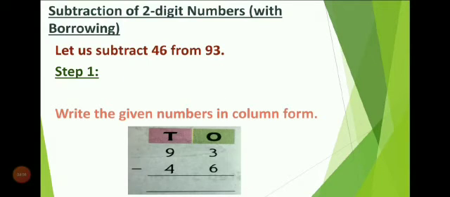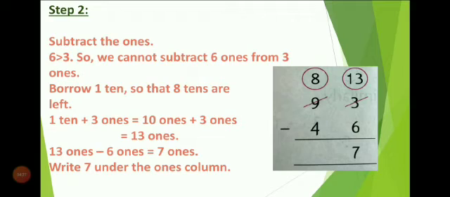Students, now let us study how to subtract two-digit numbers with borrowing. Let us subtract 46 from 93. First, we will write the given numbers in column form. Then, we will subtract the ones. Students, as you can see, 6 is greater than 3. So, we cannot subtract 6 ones from 3 ones. So, we will borrow 1 ten from 9. 9 will become 8.